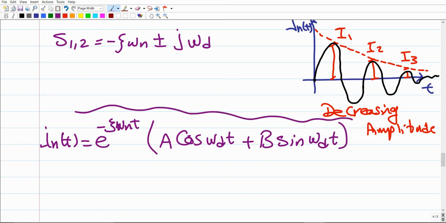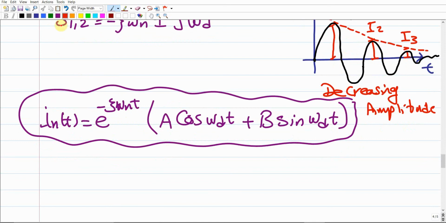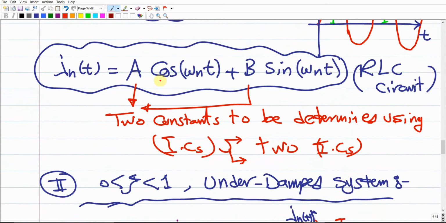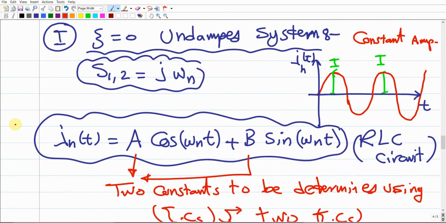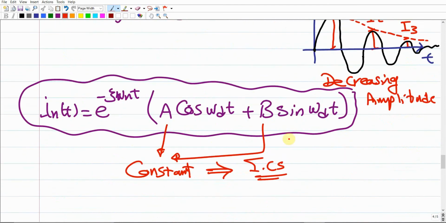So this gives us the expression in case that xi is between 0 and 1, where a and b are two constants. These are constants that shall be obtained from the initial conditions. And again, we need two initial conditions, typically the same as before, for these two constants. Make sense? So in case that xi is within 0 and 1, this is the homogeneous part of the current. This is its general solution.